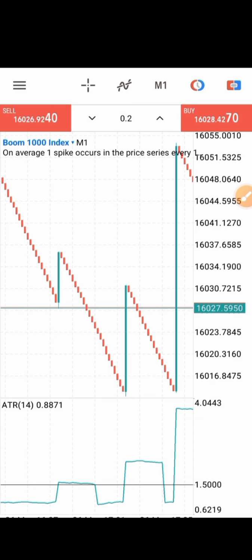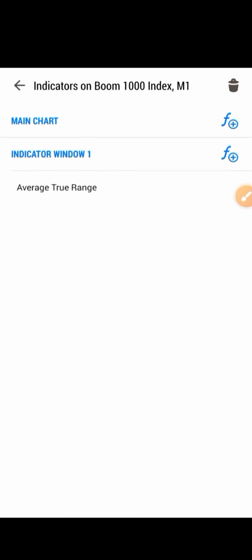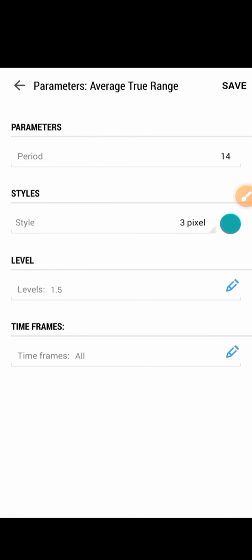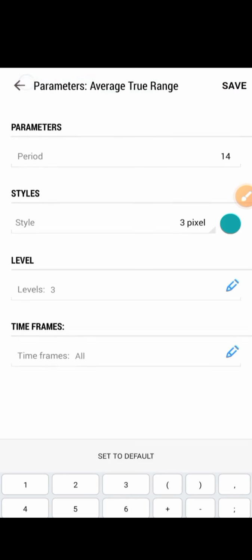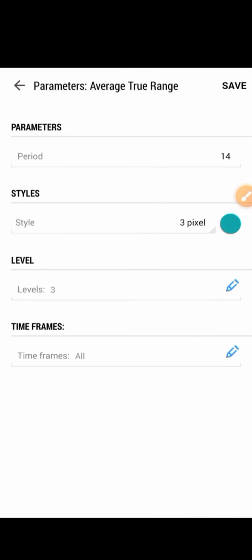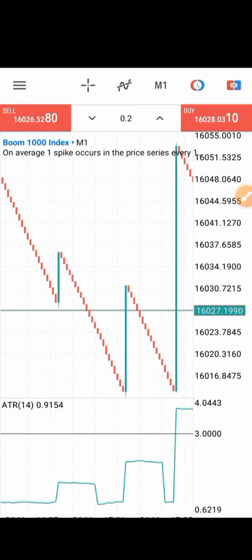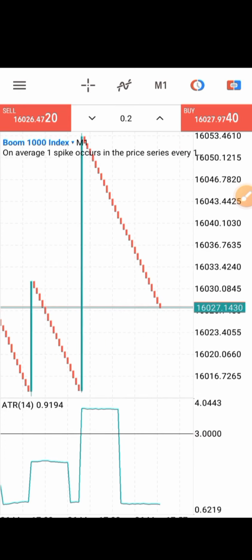So let's quickly go to where the indicator is. Here we are not touching anything other than the level. So now we are going to change this level to 3.0. Then go back and click on save. Then go back to the chart. You can see, before I explain, if you watched yesterday's video, that previous video, automatically you should know how this works.